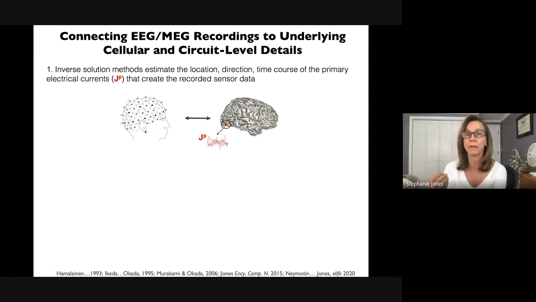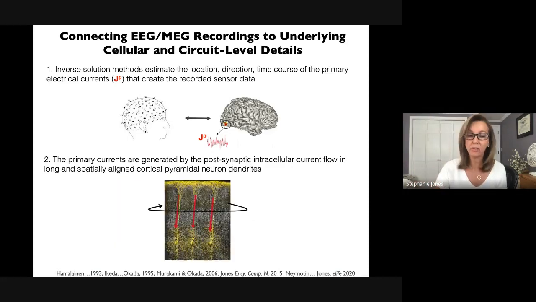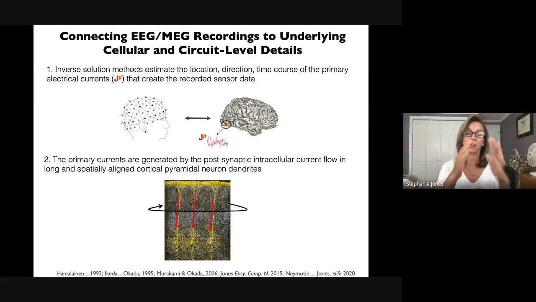We call those primary currents. When you take your signal and apply these inverse methods, you get a picture of where the currents are in the brain and how they change over time. That's called a primary current. This primary current is generated by the postsynaptic intracellular current flow in these long and spatially aligned cortical pyramidal neuron dendrites. Essentially, these are aligned in such a way across the cortex that the net summed activity across huge populations of these pyramidal neurons creates this big electrical current that creates an electric and magnetic field that we're recording outside of the head.